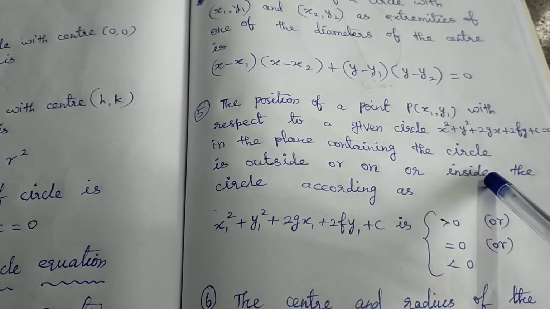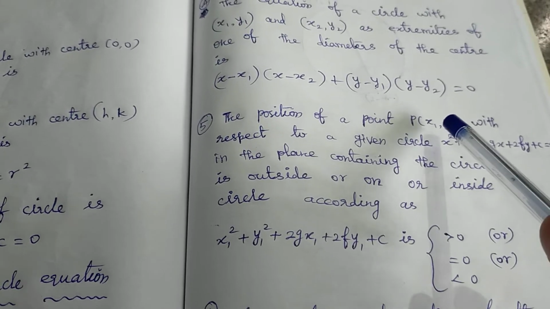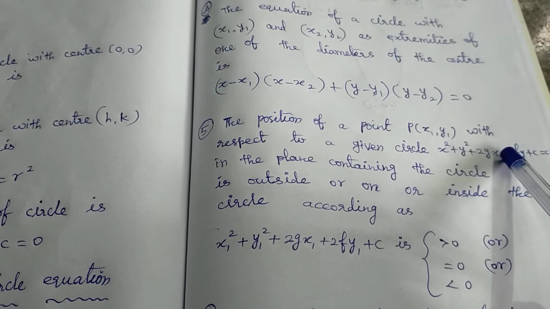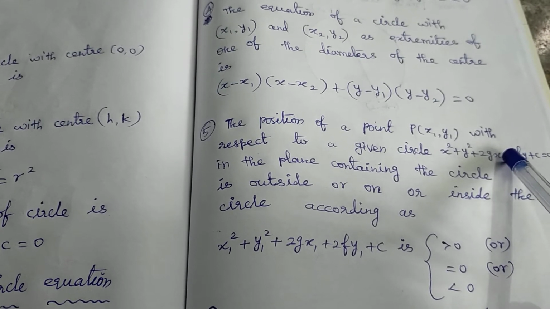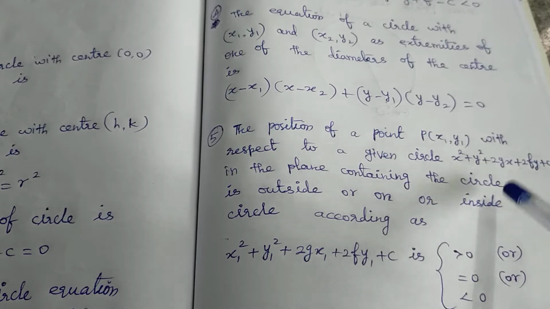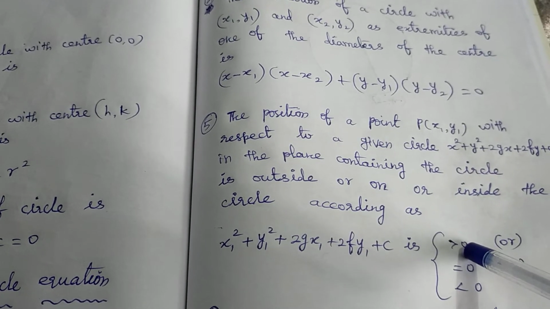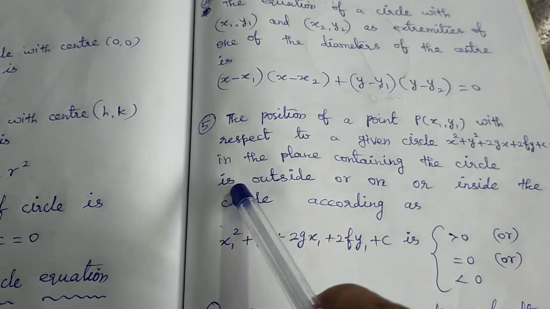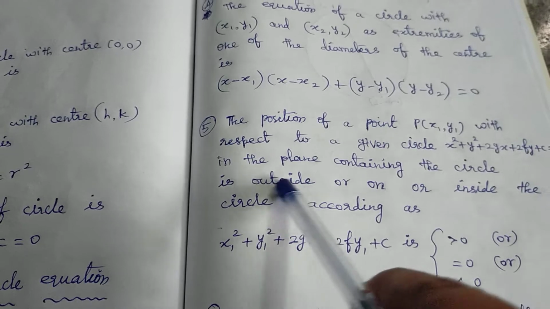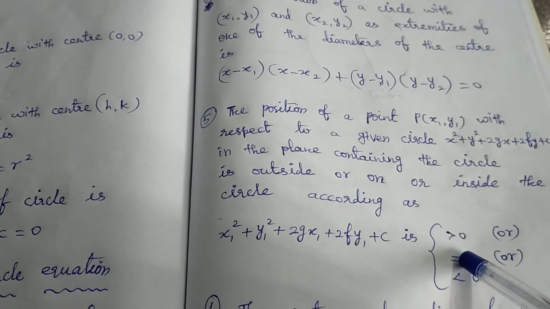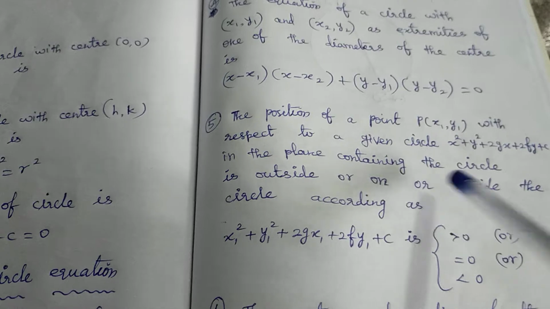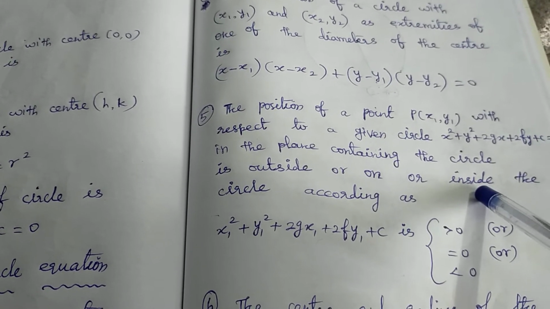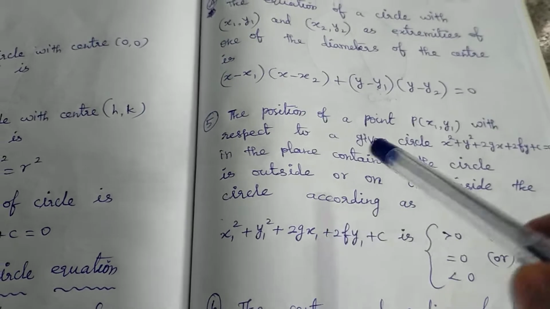Once again, children, listen carefully. You just substitute the given point into the given circle equation. So you get one constant value. If the constant value is positive, we write greater than 0. Greater than 0 means the point is outside the circle. Equal to 0 means the point is on the circle. Less than 0 means the point is inside the circle. Can you understand, children? This is a very simple concept.